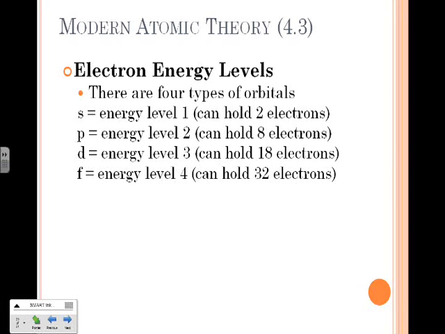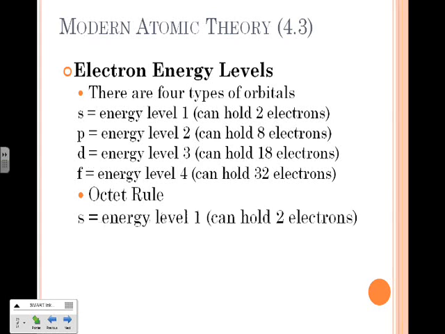You need to know the 4 types of orbitals, S, P, D, and F, and you also need to know how many electrons they can hold. However, there's a little bit of an issue with D, level 3, and F, level 4. They can hold 18 and 32, but they don't like to hold 18 and 32 at first. So we follow the octet rule. An octet rule is just like it sounds because oct is a prefix that means 8.